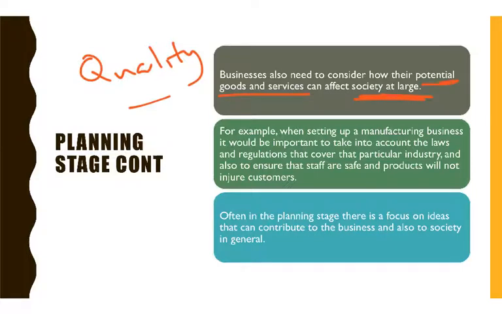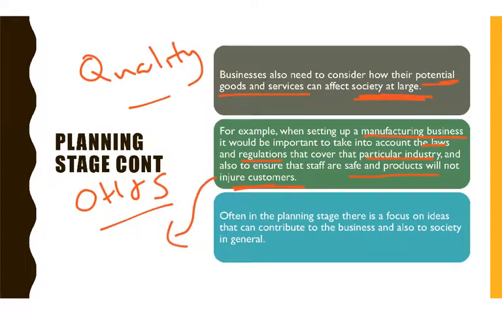So if you're going to be a manufacturing business, so you're going to create products, you need to take into account laws and regulations of the particular industry. So to ensure staff are safe and the products will not injure customers. So looking at OH&S requirements, so health and safety, looking at benchmarks or quality control for products. You focus a lot more on quality control once you hit Unit 3, Area Study 3. So during the planning stage, there is a focus on ideas that can contribute to the business and also society in general.